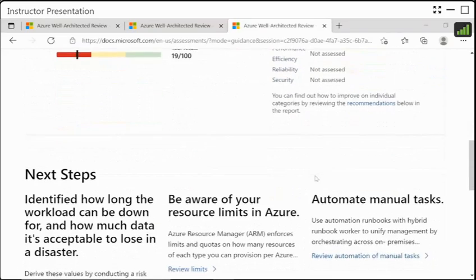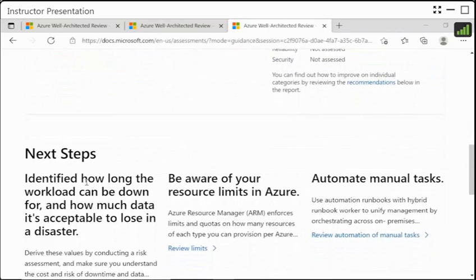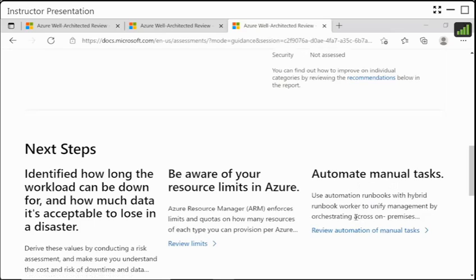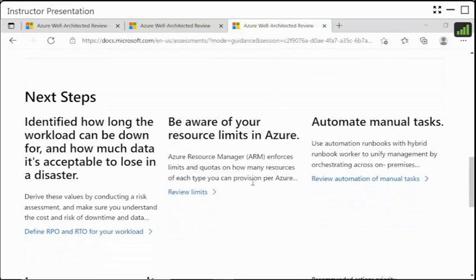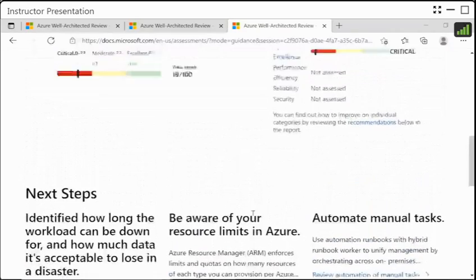Okay? Then it gives you next steps, right, that you can take as well. Identify how long the workload can be down for and how much data is susceptible to lose in a disaster. Be aware of your resource limits and automating manual tasks, and it gives you some documentation that you can use to go and do those kinds of things.